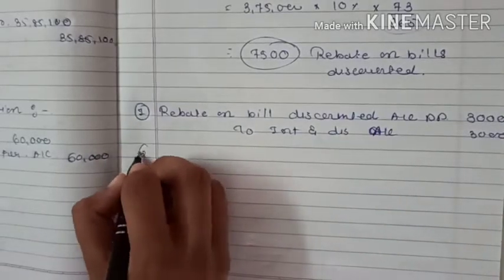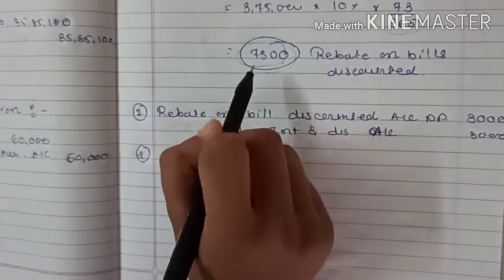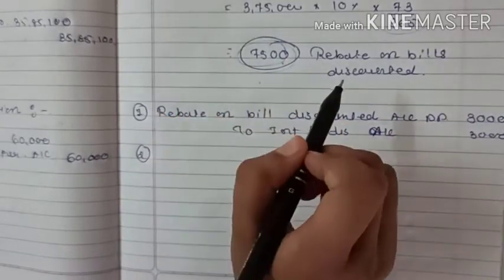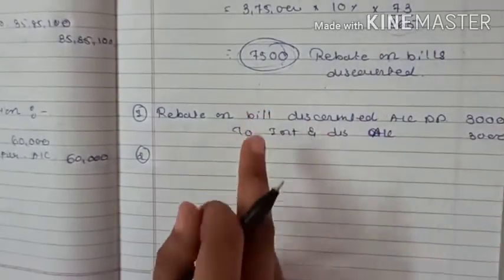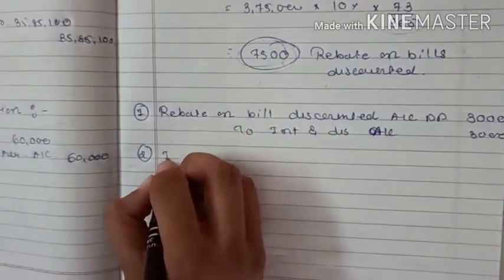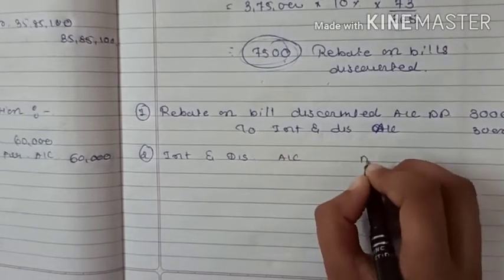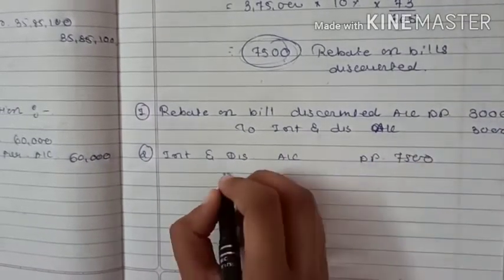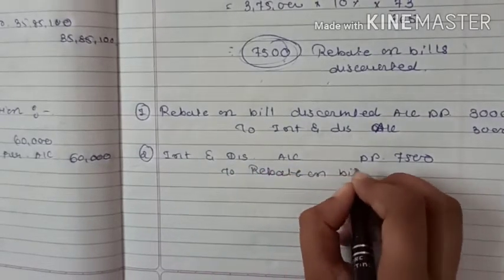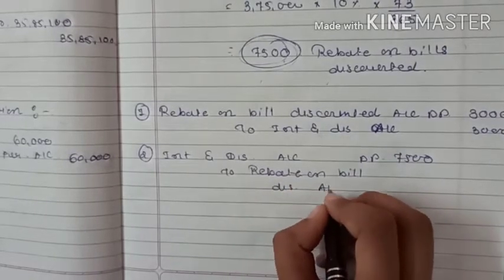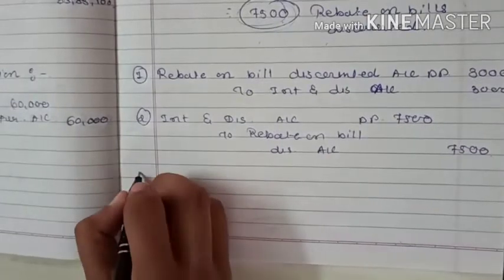So first entry, the previous year's opening balance of the rebate on bill discounting is transferred to the interest and discount account. Now second entry, this 7,500 is not in our year, it will be transferred to the next year. So we will transfer it to the rebate on bill discounting. The entry will be reversed. Interest and discount account debit 7,500 to rebate on bill discounted account 7,500.